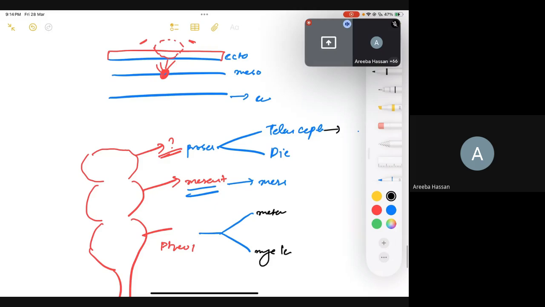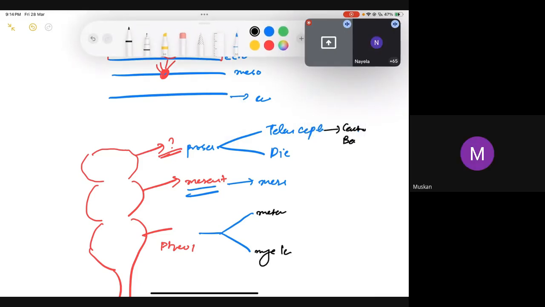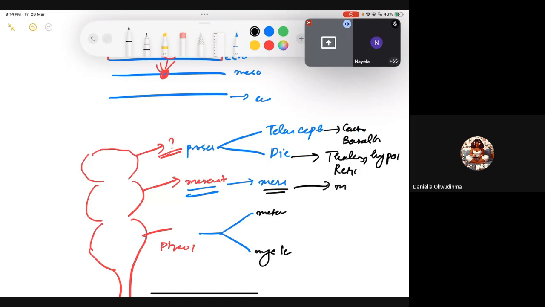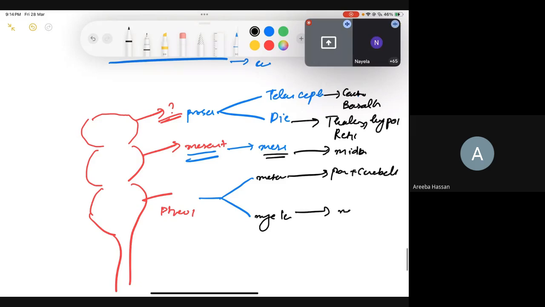So telencephalon further is going to form 2 things: your cerebrum and basal ganglia, right? Diencephalon is going to further give rise to your thalamus, your hypothalamus, and what else? Retina. Yes. And mesencephalon is going to give rise to your midbrain. Metencephalon is going to give rise to pons plus your cerebellum. Myelencephalon is going to give rise to your medulla, right?